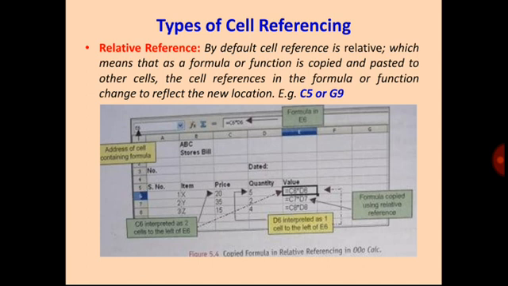Now let us discuss the type of referencing that are used in a worksheet. First of all, relative reference. By default, a cell reference is relative, which means that as a formula or function is copied and pasted to other cells, the cell references in the formula or function changes to reflect the new location, for example C5 or C9. So the process is depicted in the given figure. You can have a look on this.